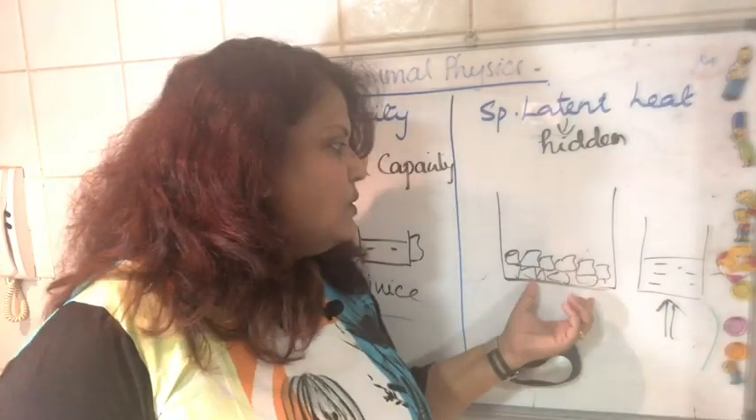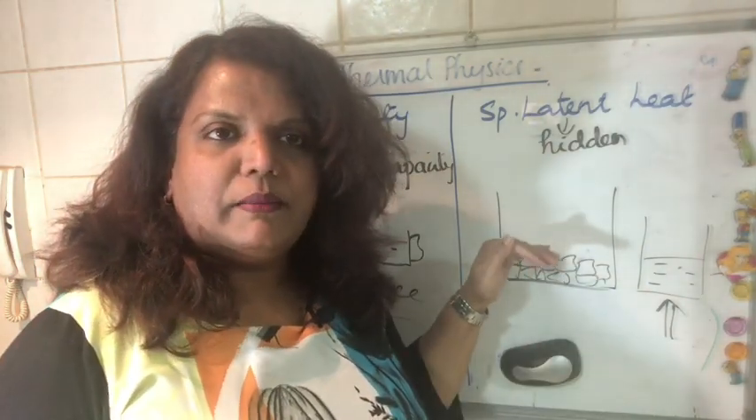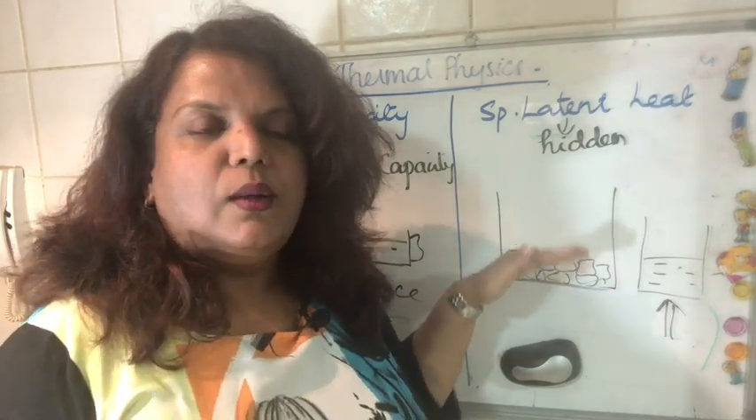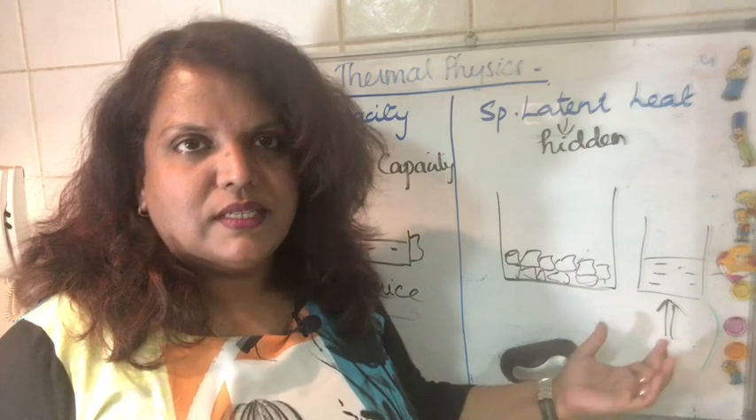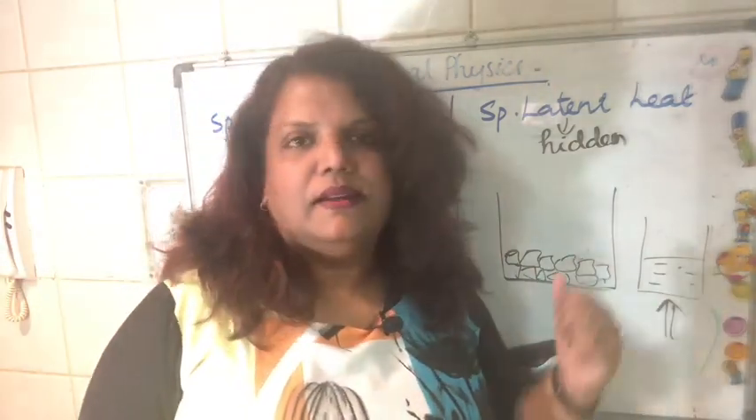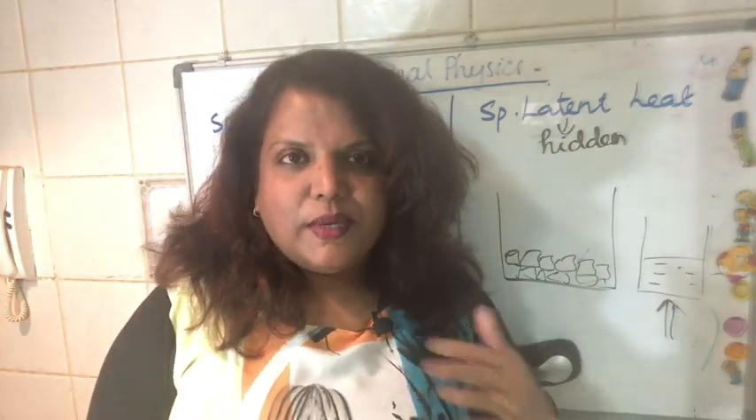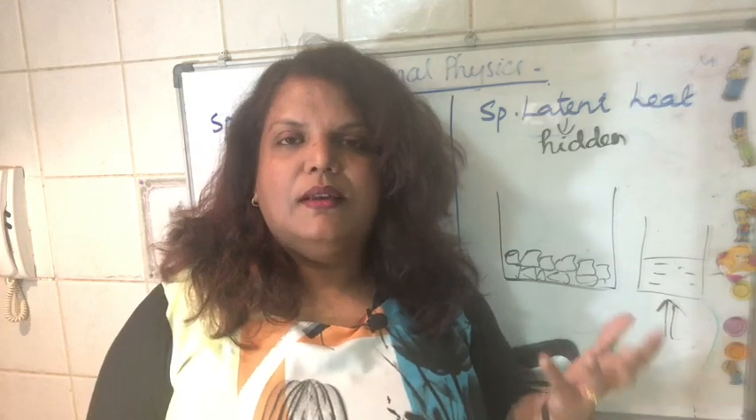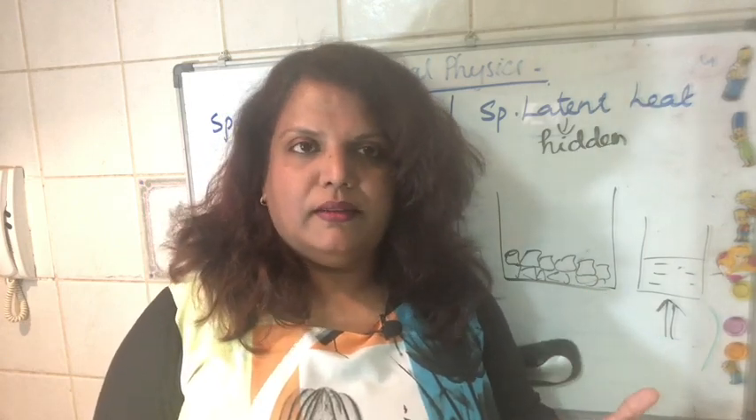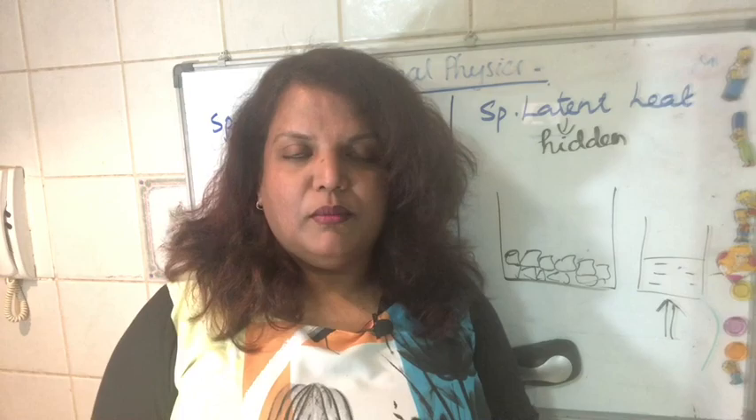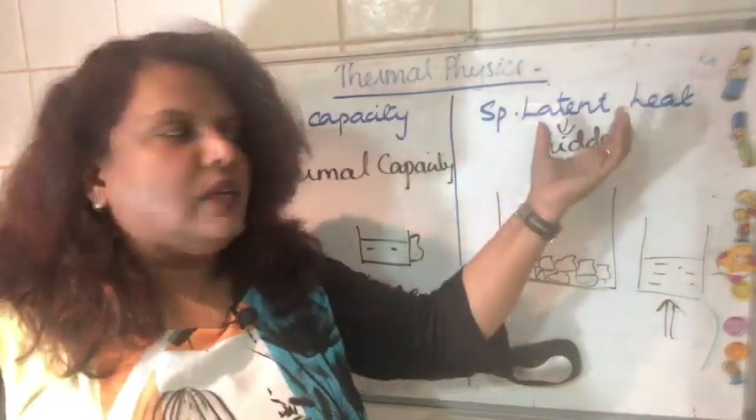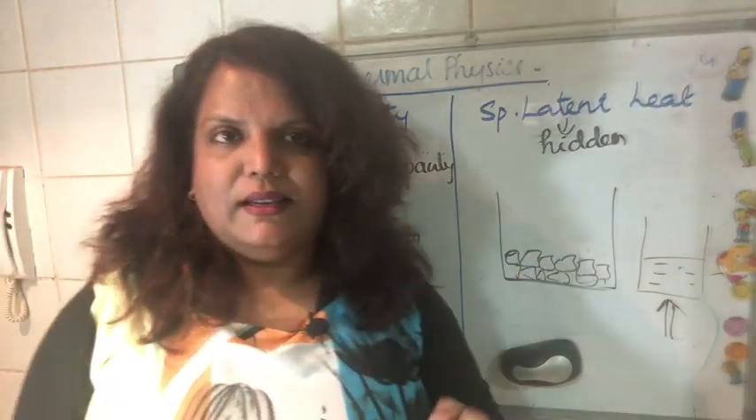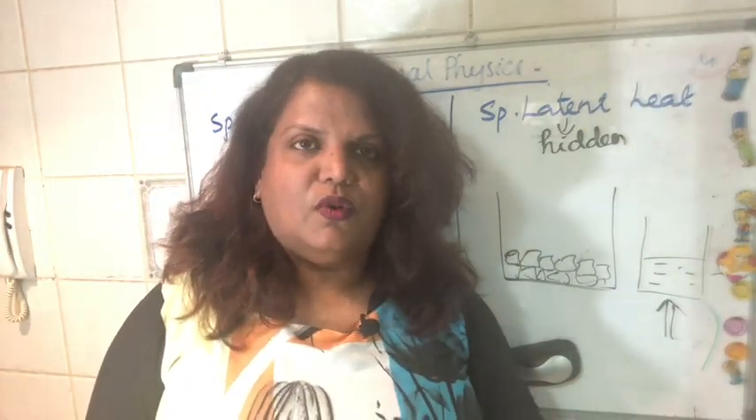Alright, so here also it is absorbing heat energy, but the temperature does not increase initially when the change is happening from solid to liquid. It remains at 0 degrees Celsius. Here also it remains at 100 degrees Celsius. So the question is, what is happening to this heat energy that is applied? It is absorbed by the molecules, but it is not showing any rise in the temperature. So we call that hidden heat energy. What is it used for?